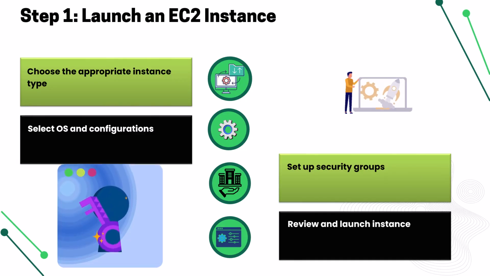Step 1, launching an EC2 instance. Think of it like picking a car. Do you need a speedy sports car or a reliable sedan? Choosing the right instance type is key. Next, set up security groups like digital seatbelts. Review your settings and hit launch. Congratulations, you've got a new virtual machine.